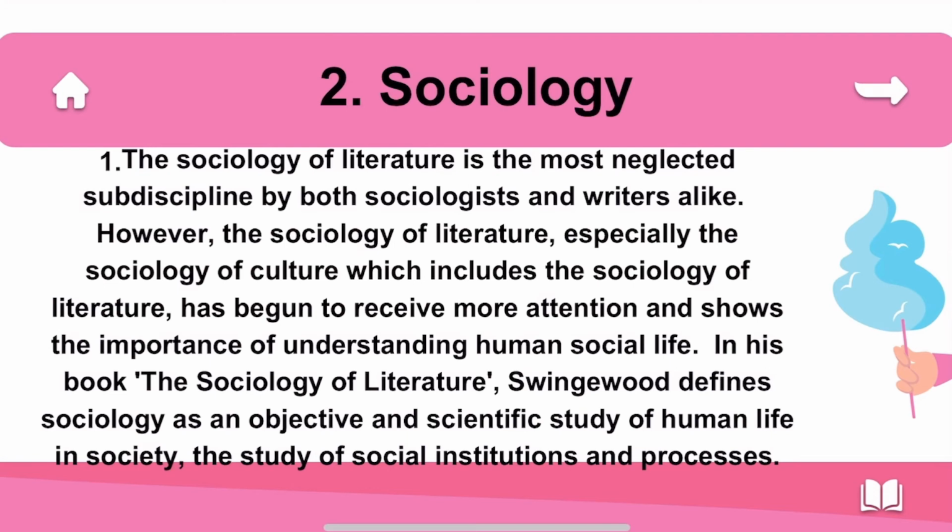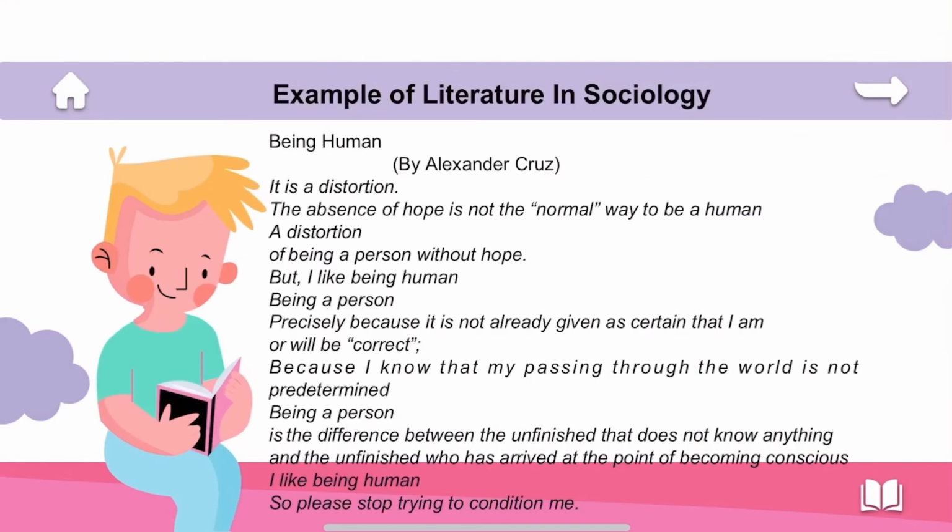In his book, The Sociology of Literature, Swingewood defines sociology as an objective and scientific study of human life in society, the study of social institutions and processes. We already know what sociology is. Then we move on to the most important thing for us humans, namely religion.